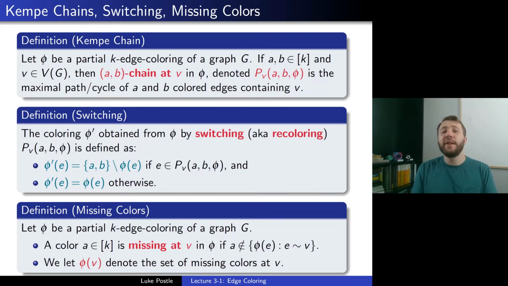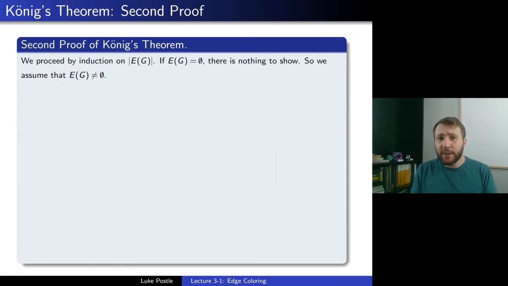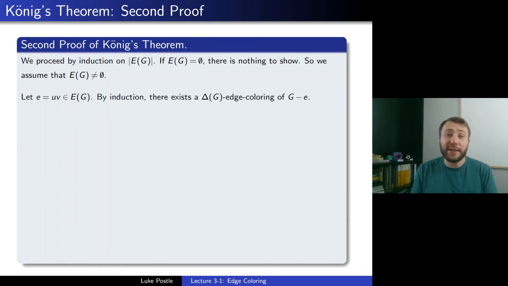Very important. All right, given all that, and try to internalize it, really think it through, I'm going to do a second proof of König's theorem using Kempe chain switching and missing colors, and that'll prepare us for these proofs of Vizing's theorem that use the same ideas. So König's theorem, a second proof. Here we go. Again, we'll proceed by induction on the number of edges of G. If that's empty, then there's nothing to show, so we assume that E is non-empty. So that means there's at least one edge.